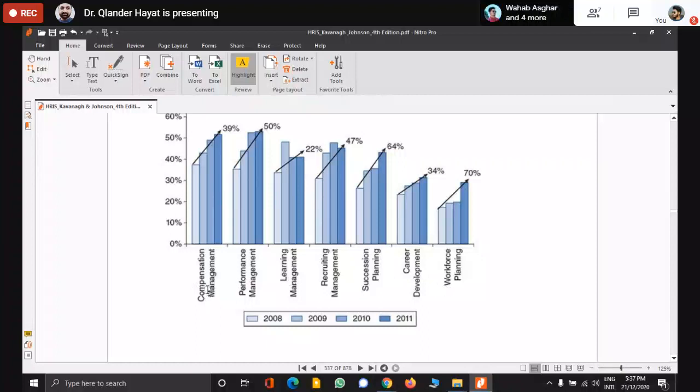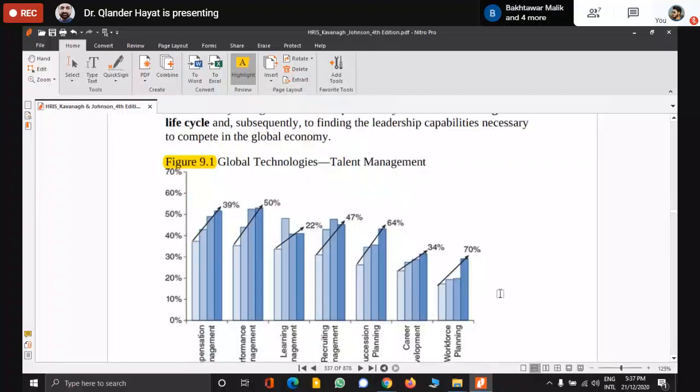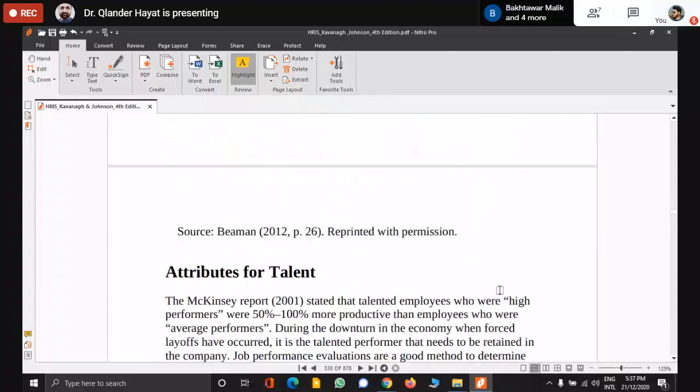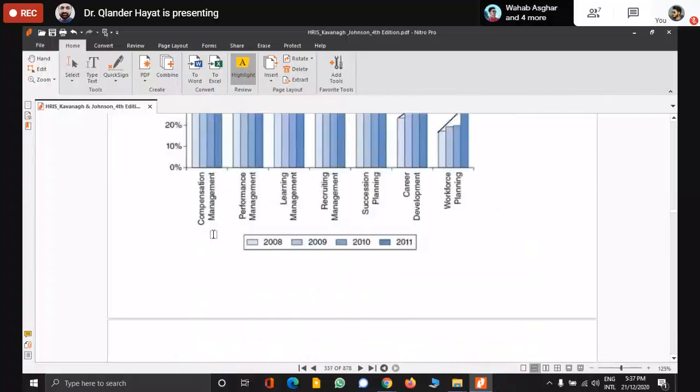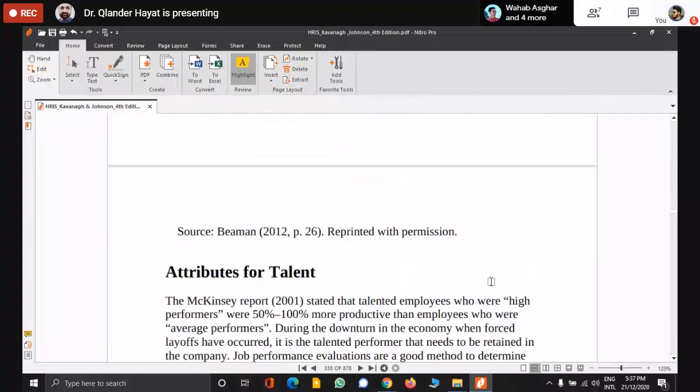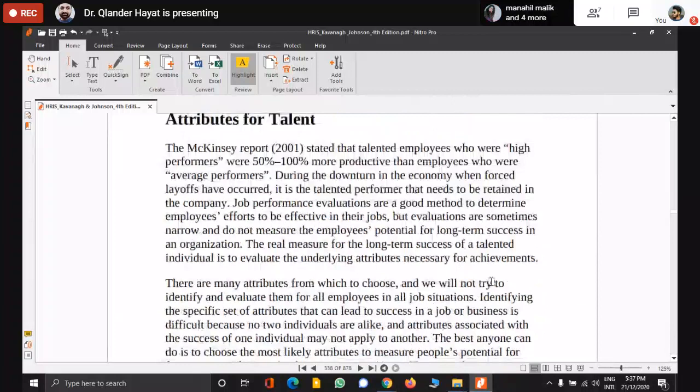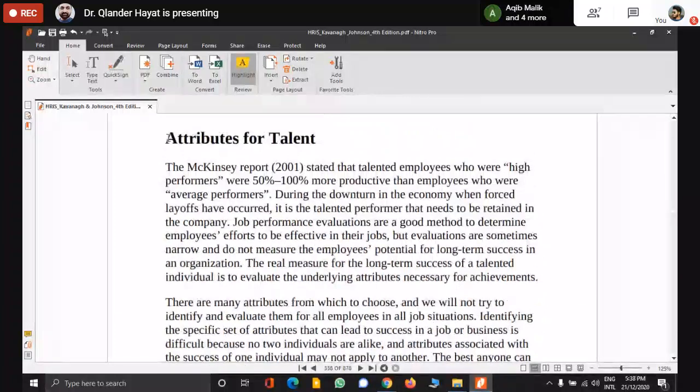First is compensation management, second is performance management, third is learning management, fourth is recruiting management, then succession planning, career development, and workforce planning. These are the phases of the talent management life cycle. So, in simple words, when we are attracting any talented employee, we go through all these phases. And how will we know who the talented employees are? We should search for certain attributes of talent.